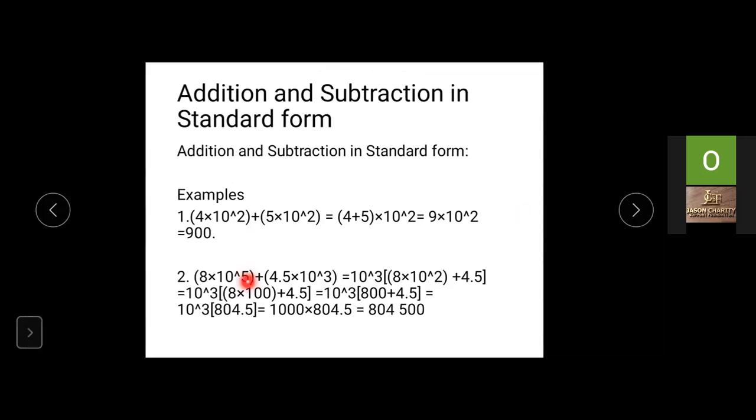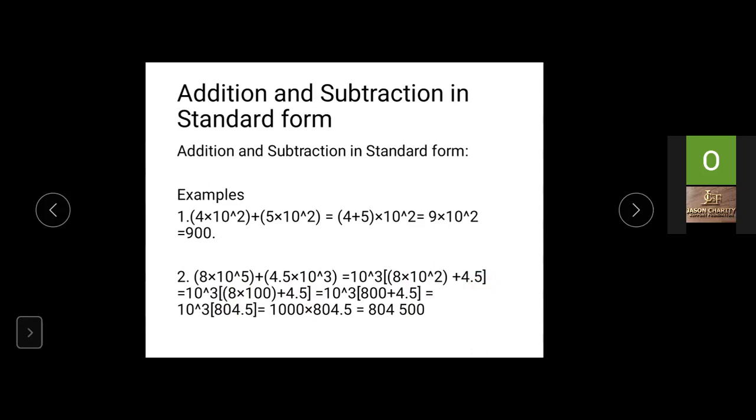When we bring out 10 raised to the power of 3 from the first term, which is 8 times 10 raised to the power of 5, what do we have left? We have 10 raised to the power of 3 into 8 times 10 raised to the power of 2, because when you open your brackets and multiply, you have 8 times 10 raised to the power of 5. And then when we bring out 10 raised to the power of 3 from the second term, we have 4.5 left.